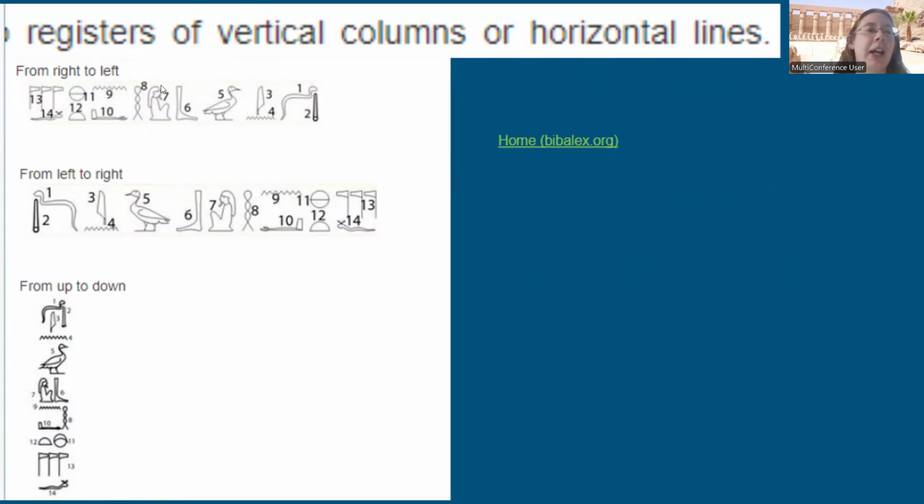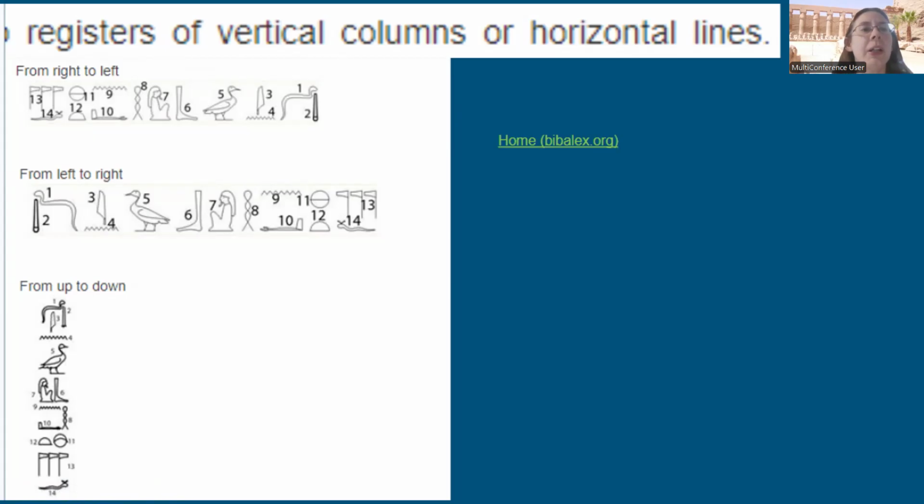So when you're looking at either an Egyptian text or an Egyptian object, because that's more people will probably encounter hieroglyphs in the context of objects that they see in museums, you have a couple of different ways that the text can be presented. It can be presented from right to left, from left to right, or up down, so vertical.